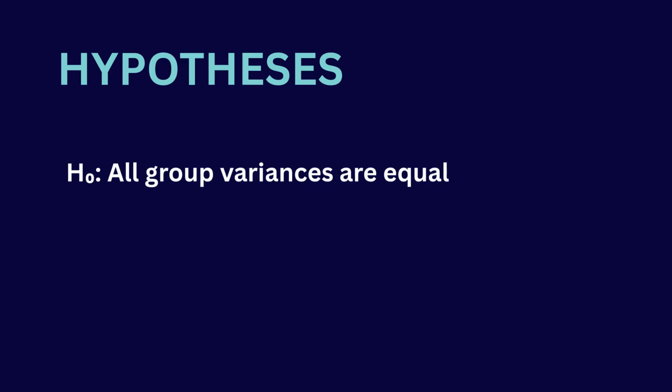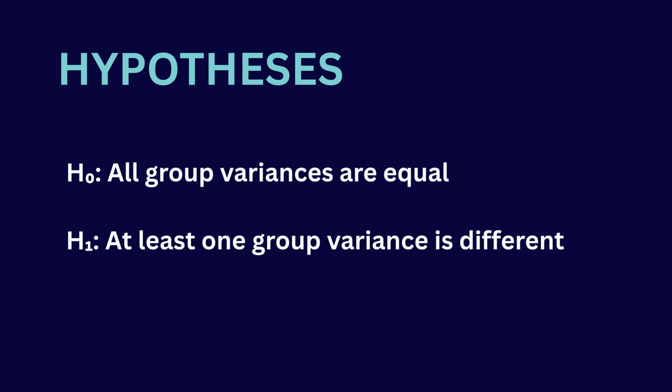Now let's define our hypothesis. The null hypothesis, H0, states that all group variances are equal. The alternative hypothesis, H1, states that at least one group has a different variance. So basically, we are testing whether variability is consistent across groups.